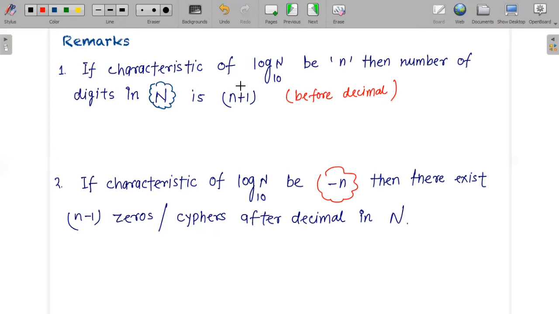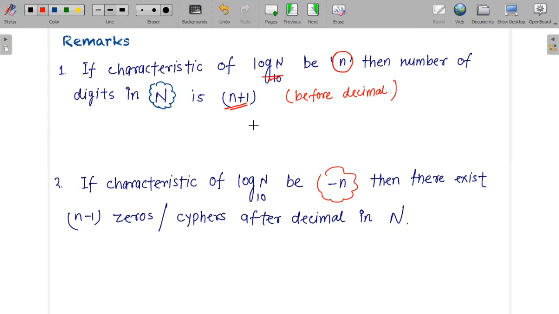कि अगर characteristic किसी log N to the base 10 का, if it is small n, then the number of digits in capital N is n plus 1. इसका मतलब क्या हो गया? If you add 1 to the characteristic, you will end up getting the number of digits before the decimal point.